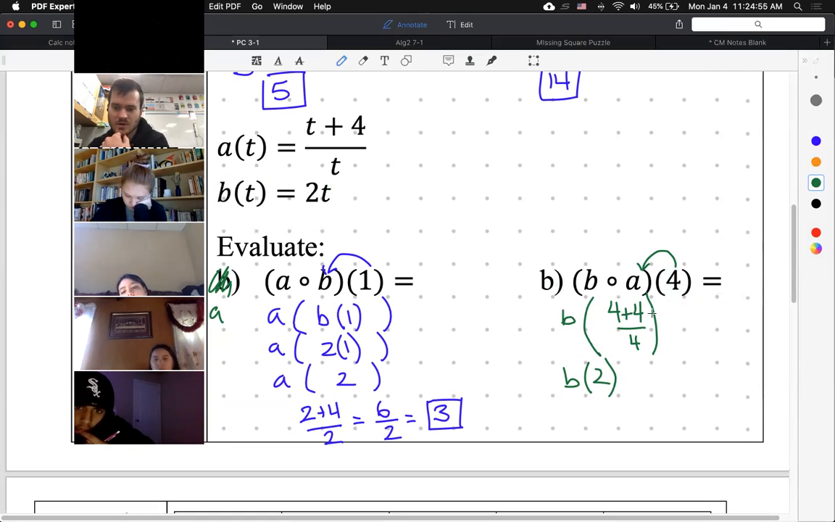Yeah, so a good question. And we'll come back to you, Chewy, in a sec. So when you plug in 4 into this A function, that means everywhere that there's a T, that's swapped out to a 4. So I wrote 4 plus 4 over 4. And we did the math kind of in our heads, but 4 plus 4 is 8. 8 divided by 4 is 2.